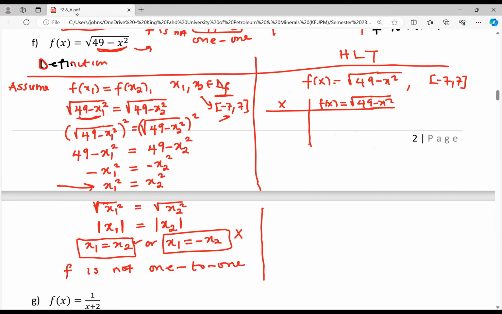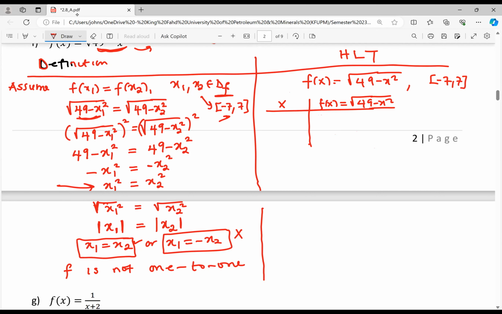So we pick some value of x from this domain. For example, you can pick minus 7. If you pick minus 7, what will be the y value? Put minus 7 here, you have 49 minus 49. This is 0.